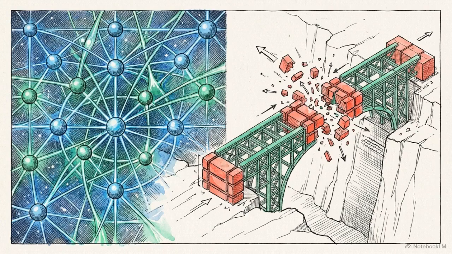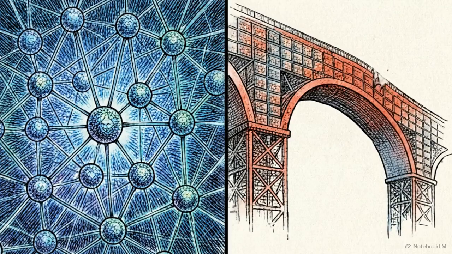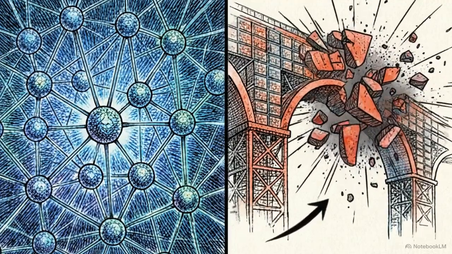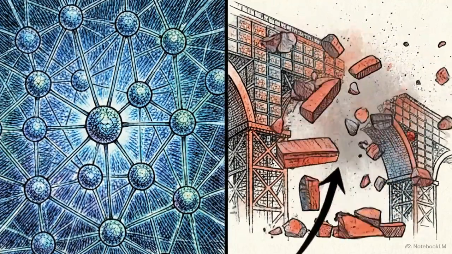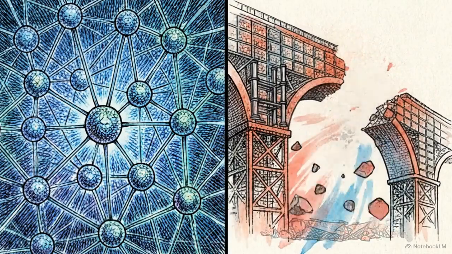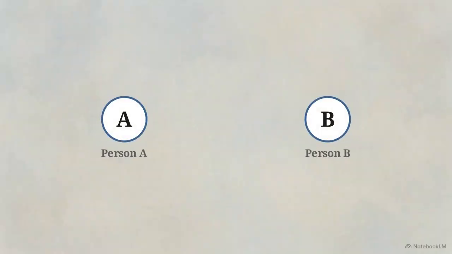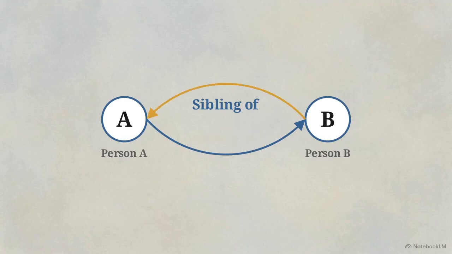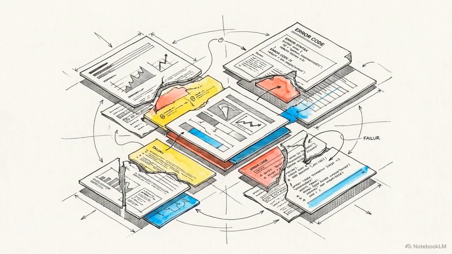Large language models can pass the bar exam, diagnose rare medical conditions, and generate complex software architecture in seconds. Yet when you ask that exact same advanced model a seemingly trivial logic question, the cognitive bridge completely collapses. It might struggle to deduce that if person A is the sibling of person B, then person B is the sibling of person A. For years, the AI industry has documented these reasoning failures as isolated quirks.